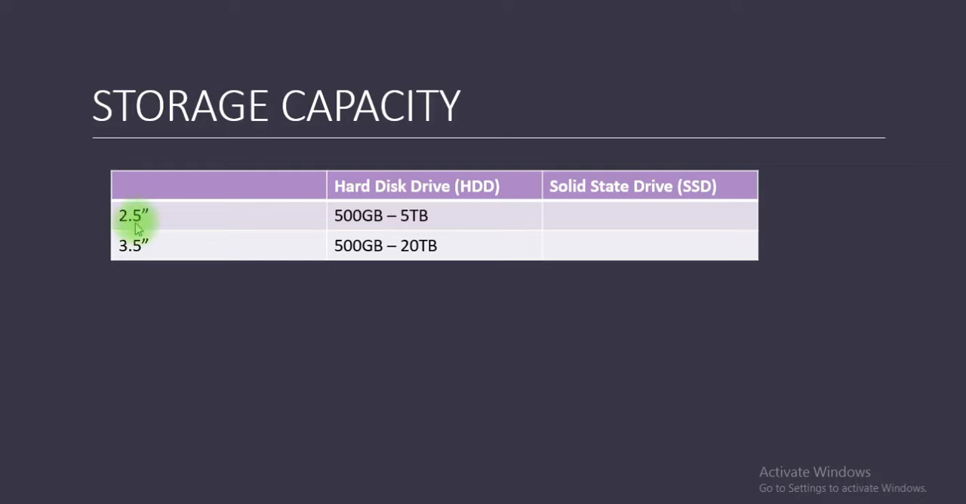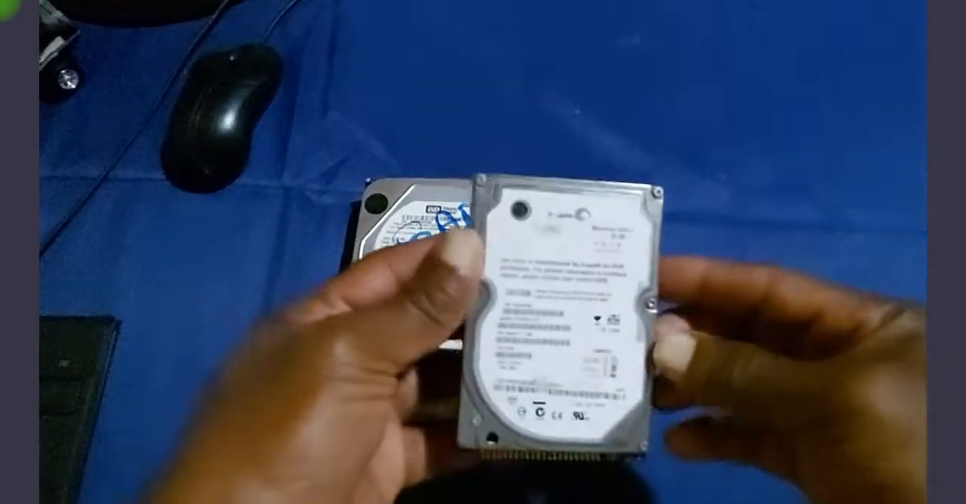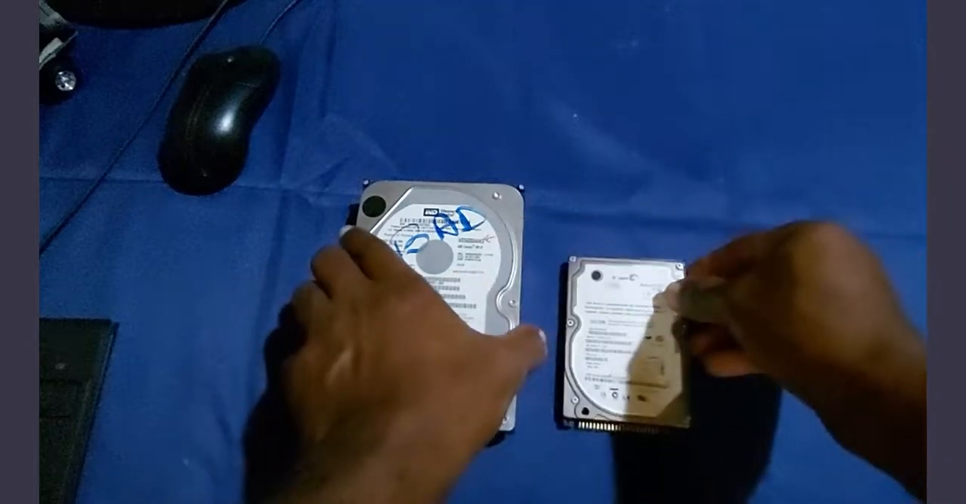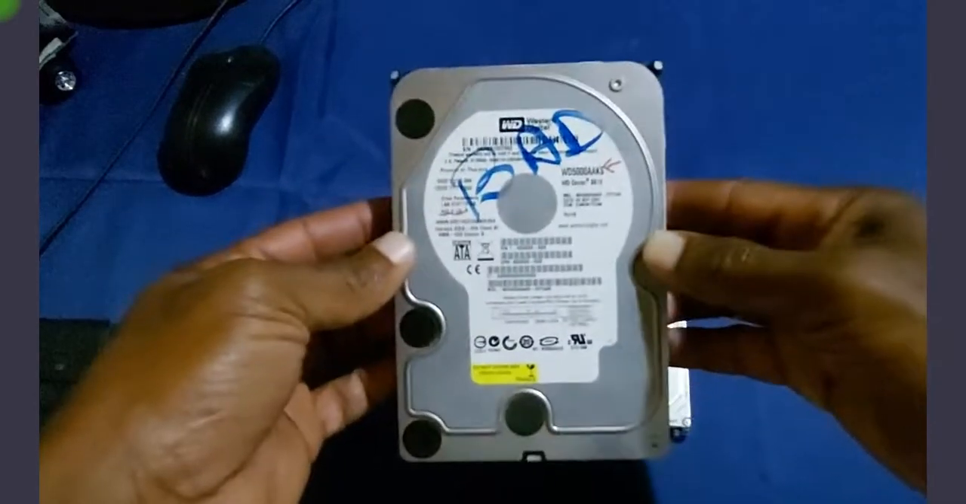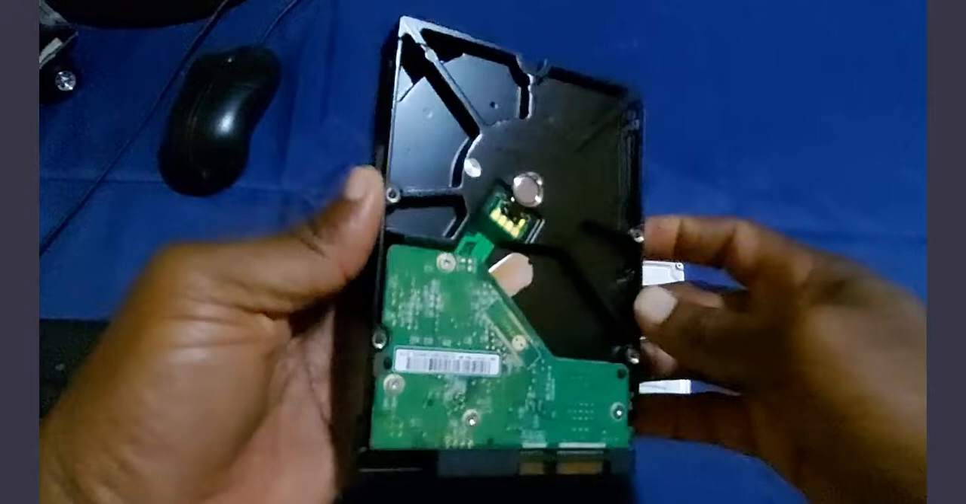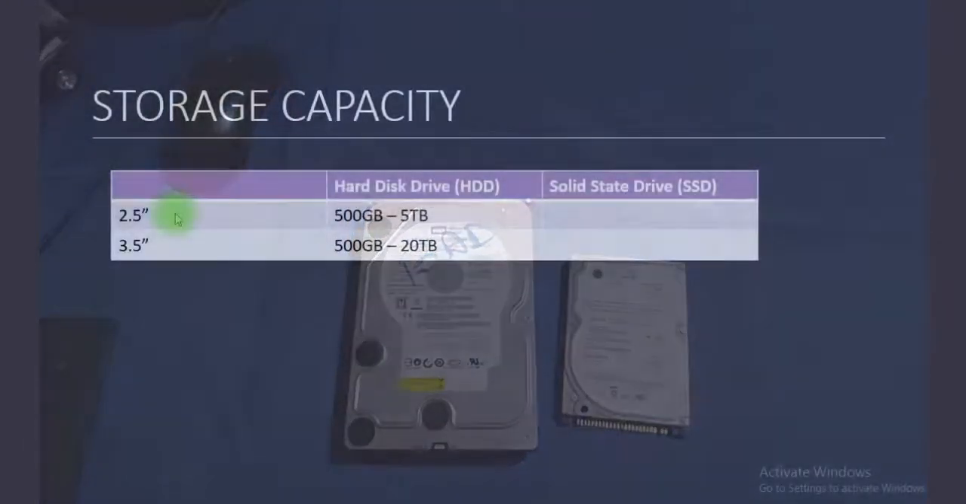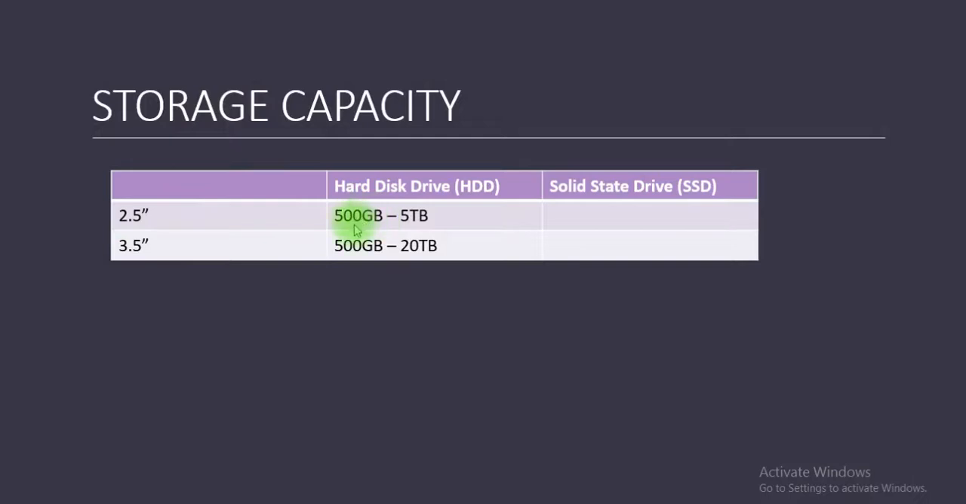The same principle applies to the hard disk drive. The hard disk drive found in a laptop is 2.5 inches in diameter, and the hard disk drive for the desktop computer is 3.5 inches in diameter. In terms of storage capacity, currently for the laptop hard drive it ranges from about 500 gigabytes to about 5 terabytes. For desktop computers, similarly, 500 gigabytes to 20 terabytes max.